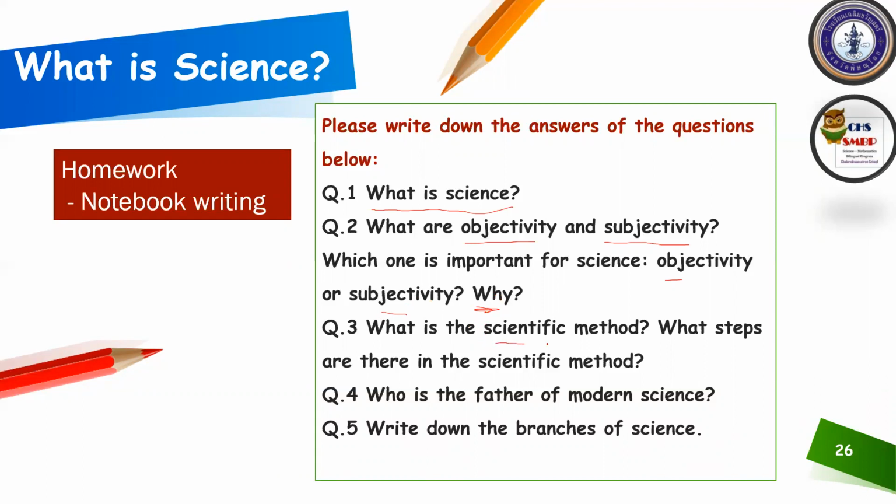What is the scientific method? You saw the 6-step method, right? What steps are there in the scientific method? Who is the father of modern science? Galileo Galilei, who is an Italian polymath. So you know the word polymath right now. Write down the branches of science or natural sciences. So you learned about different branches of natural sciences. I hope this lecture will help.